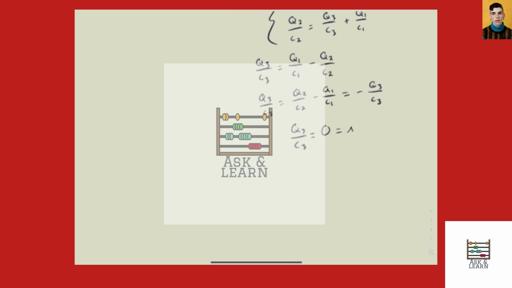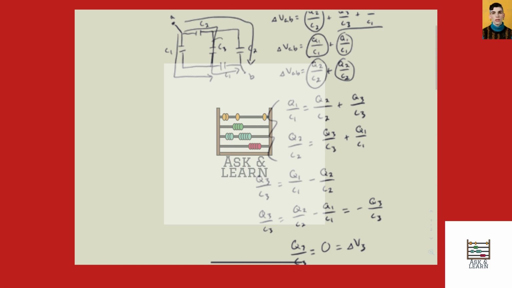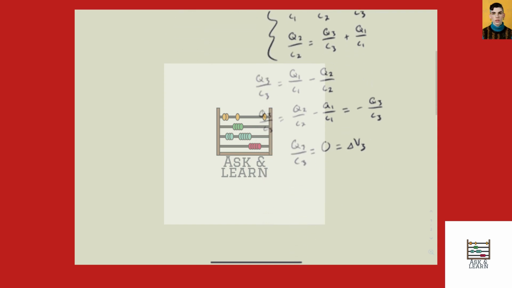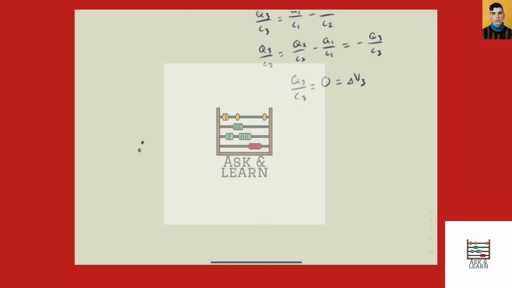And that's the voltage across C3, which is this middle capacitor. So if there's no voltage through the middle capacitor, then we can completely disregard it for the equivalent capacitance. And now we have something that looks like this.